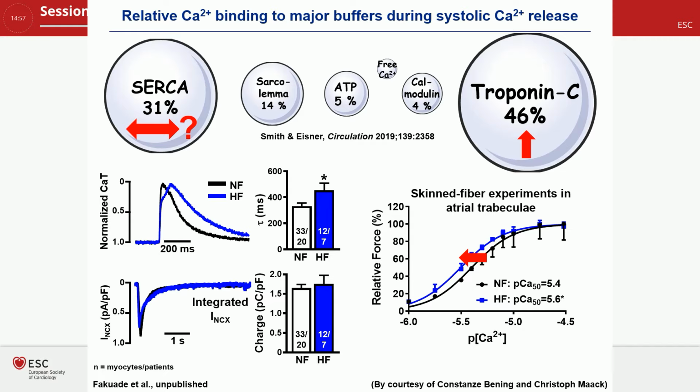Here I got help from the lab of Christoph Mark and his colleagues in cardiac surgery in Würzburg, because they regularly do skinned fiber experiments in atrial trabeculae from patients undergoing open heart surgery. We stratified their experiments, and you can see a leftward shift of the calcium curve, indicating again a higher calcium affinity of these filaments.